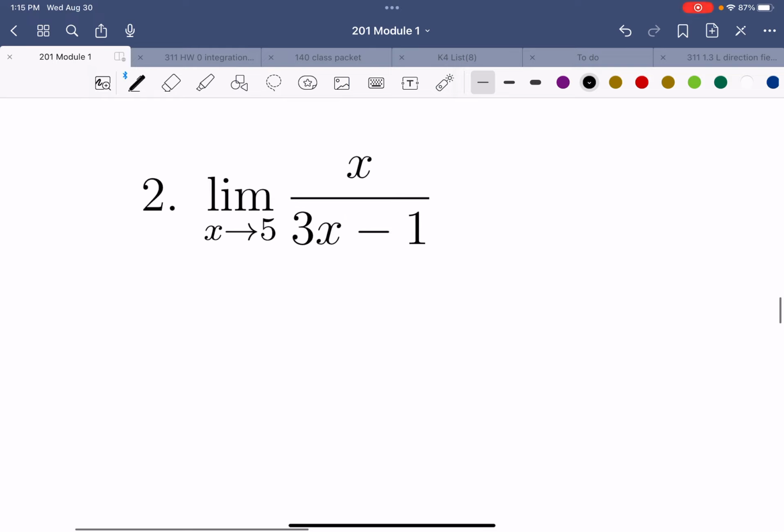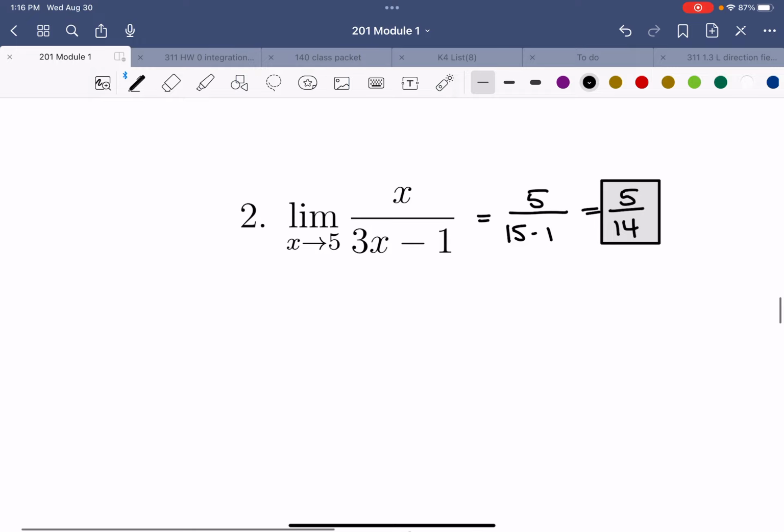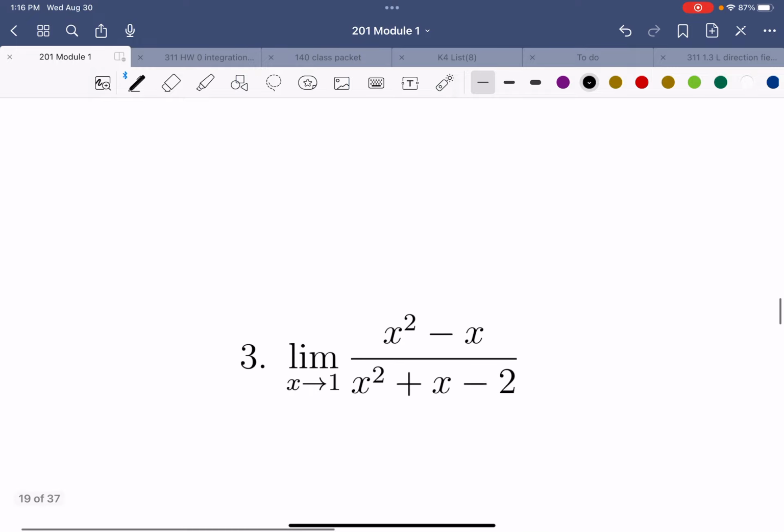Next one. Let's go ahead and plug in our A value. So this is going to be 5 over 15 minus 1, so 5 over 14. And that's a perfectly fine answer. Nothing wrong with 5 over 14. So that's my final answer. When I can plug it in, I just do.